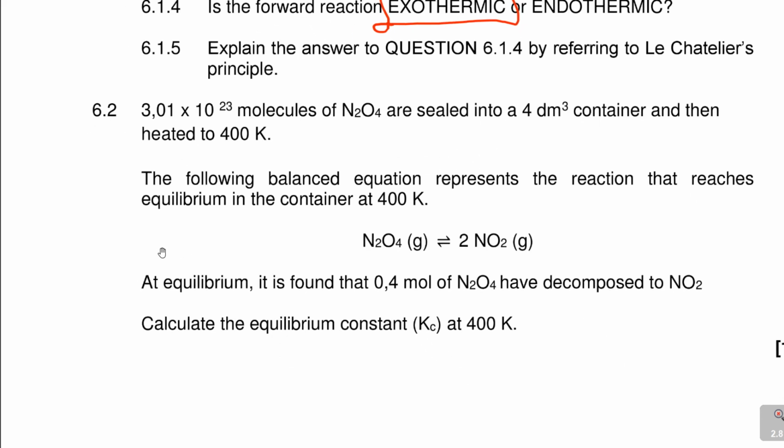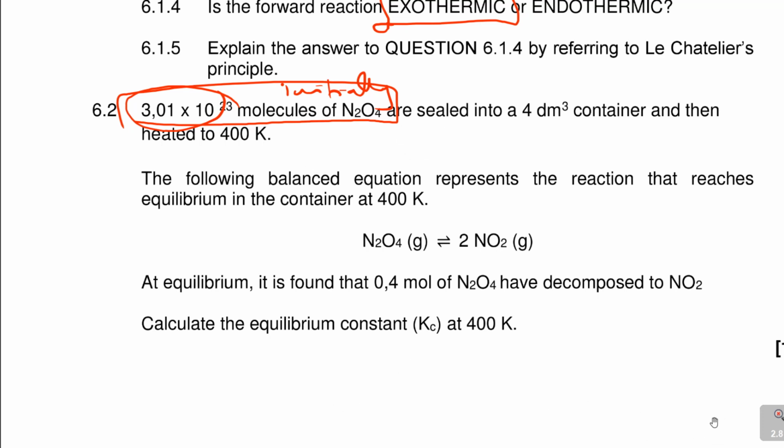And then a few things they're saying. 3.01 times 10 to the 23 molecules of this are sealed. So this is initially, at the beginning. They gave us that, but they gave us in terms of molecules. Now, I just don't have my formulas here, but I would encourage you to go to your formulas, and we have this formula.